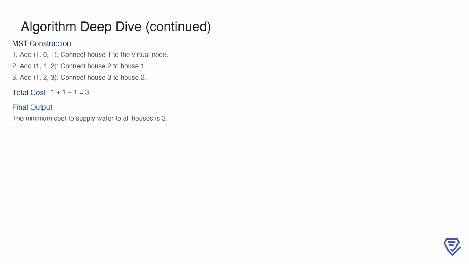With the edges sorted, we begin constructing the MST. The first edge, (1, 0, 1), connects house 1 to the virtual node at a cost of 1. Next, we add the edge (1, 1, 2), which connects house 2 to house 1. Finally, we include the edge (1, 2, 3), connecting house 3 to house 2. At this point, we have added 3 edges, equal to the number of houses, so the MST is complete. The total cost of the edges in the MST is 1 plus 1 plus 1, which sums to 3. This represents the minimum cost required to supply water to all houses.